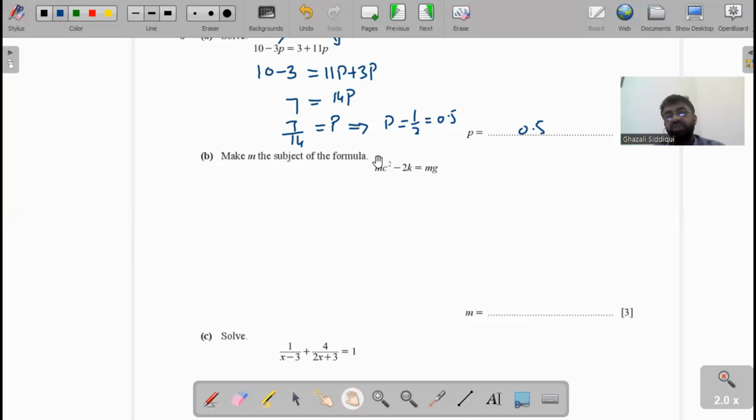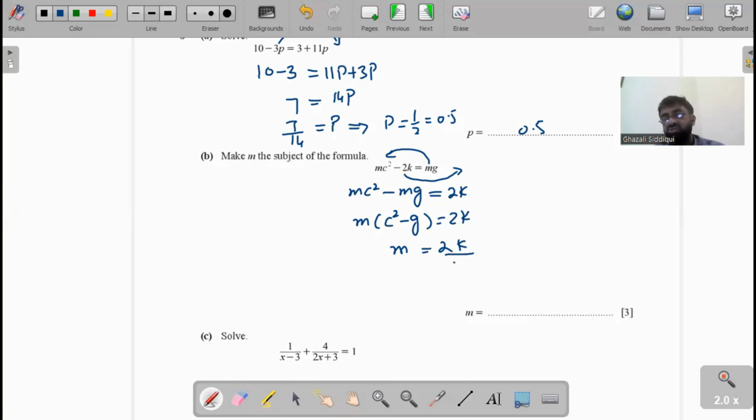Part B, make m the subject of the formula mc square minus 2k equal to mg. Now we shift the term mg from right to left side: mc square minus mg, and minus 2k will be shifted from left to right side. That becomes 2k. Then m is taken common, m times c square minus g will be equal to 2k. Then m will be equal to 2k over c square minus g. This is the step and you can write here.